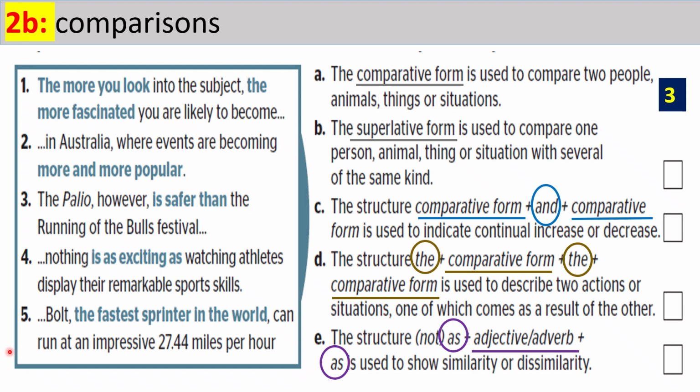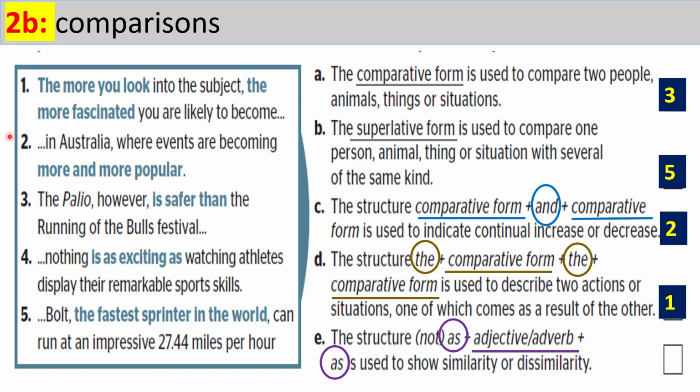Now, the first one goes with example 3. Safer than. That's comparative form with a short adjective. But if you have a long adjective, we say more plus adjective plus than. Now the next one, superlative form. So the fastest sprinter in the world. That's a short adjective, fast. We put est. If you had a long adjective, we say the most plus long adjective. Now the next one, it's the second example, more and more popular. And we use it with the verbs becoming or getting.